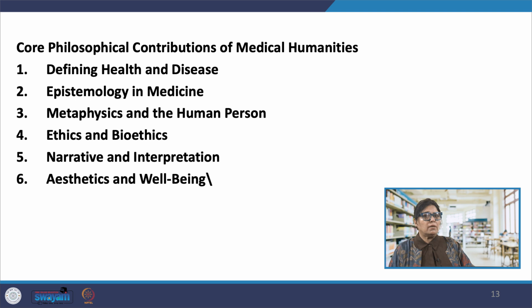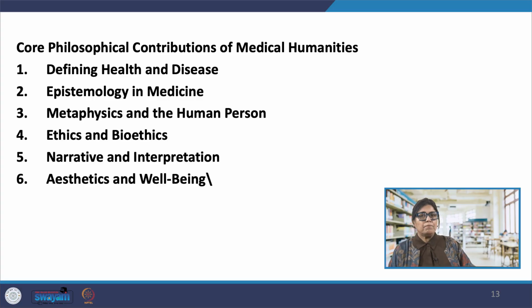Secondly, epistemology in medicine. Again, knowledge. This branch of philosophy examines how medical knowledge is produced and validated. It critiques movements such as evidence-based medicine, questioning whether randomized controlled trials should always be considered the gold standard of truth. Thirdly, metaphysics and the human person. Philosophers explore the concept of personhood, consciousness, and the mind-body connection. This is crucial for navigating modern challenges like artificial intelligence in diagnosis and end-of-life care.